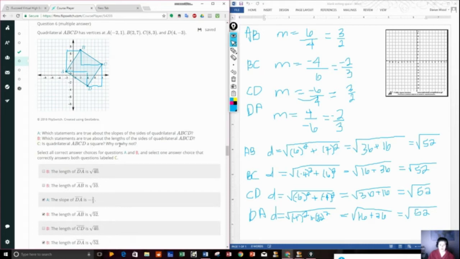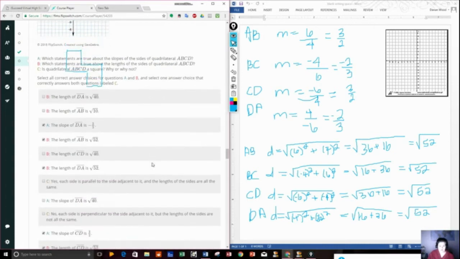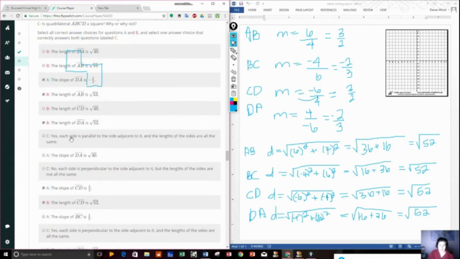So now let's look at our options for question C. C, yes, each side is parallel to the side adjacent to it, and the lengths of the sides are all the same.